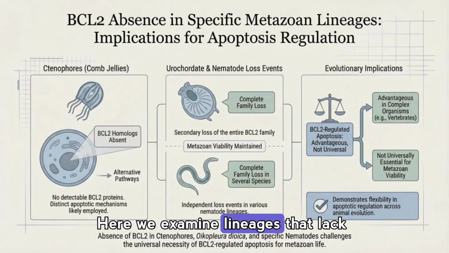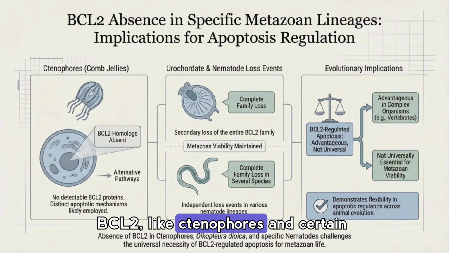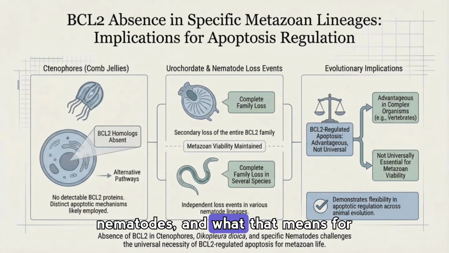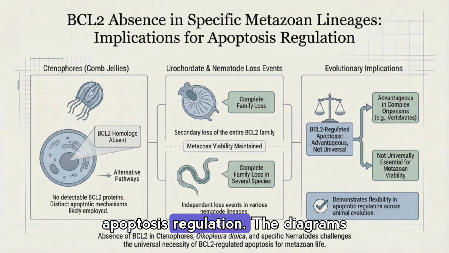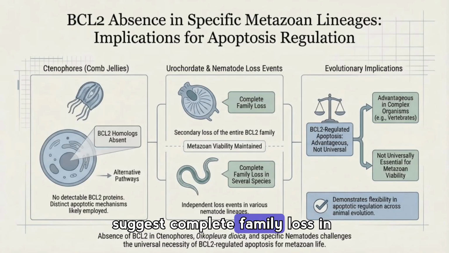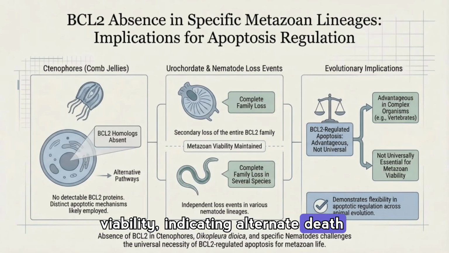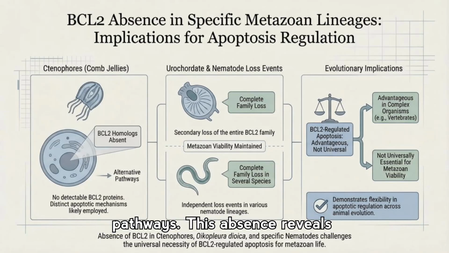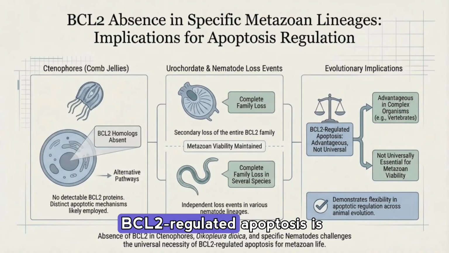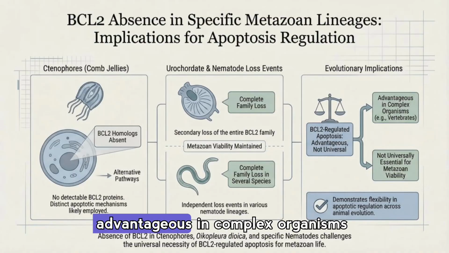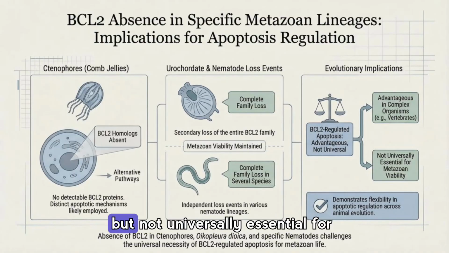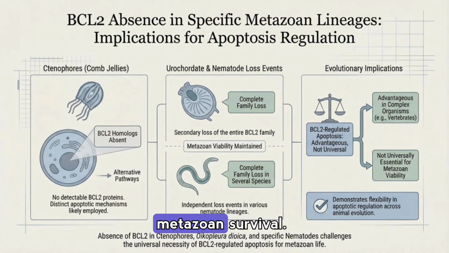Here we examine lineages that lack BCL2, like ctenophores and certain nematodes, and what that means for apoptosis regulation. The diagram suggests complete family loss in some groups, yet they maintain viability, indicating alternate death pathways. This absence reveals evolutionary flexibility. BCL2 regulated apoptosis is advantageous in complex organisms, but not universally essential for metazoan survival.